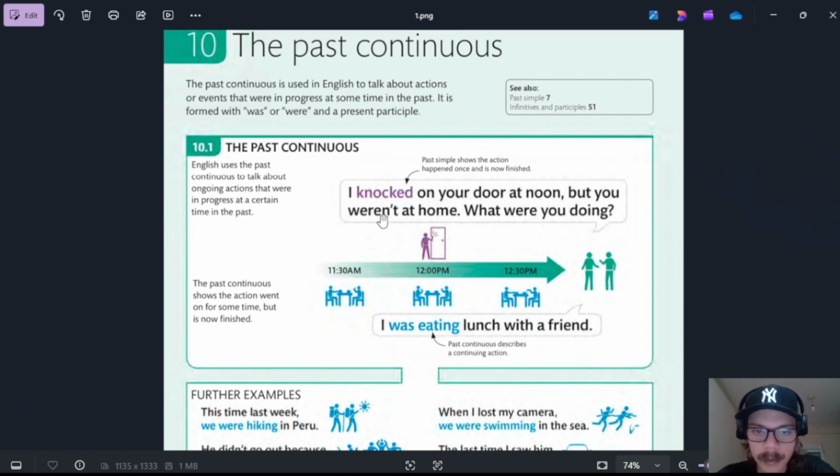As you can see, for the simple version, which is the word knocked, you're going to be focusing on a specific point in time, right? You're focusing specifically on the action and the moment the action happened. Of course, since we're in the past, then we're using the past simple. So that's this purple action here.